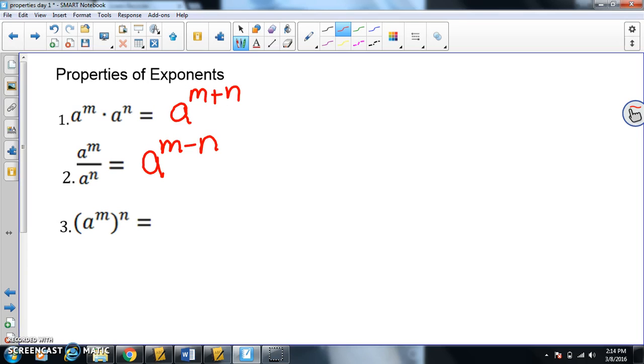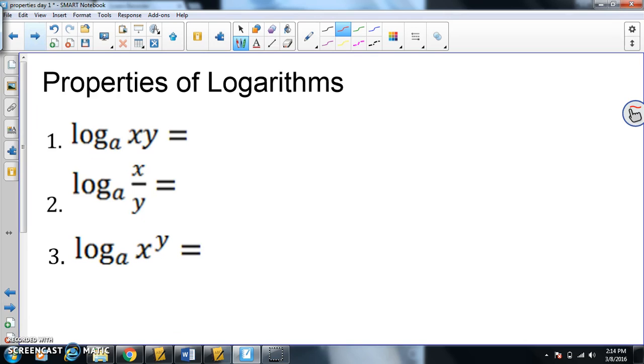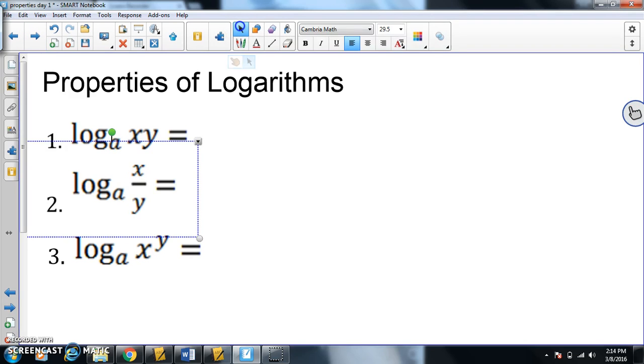Then when we had an exponent raised to another exponent, we multiply our two exponents to say that we would have a to the n times n power. We're going to take these three properties of exponents and relate it to our three properties of logarithms. So, this is a little bit blurry.